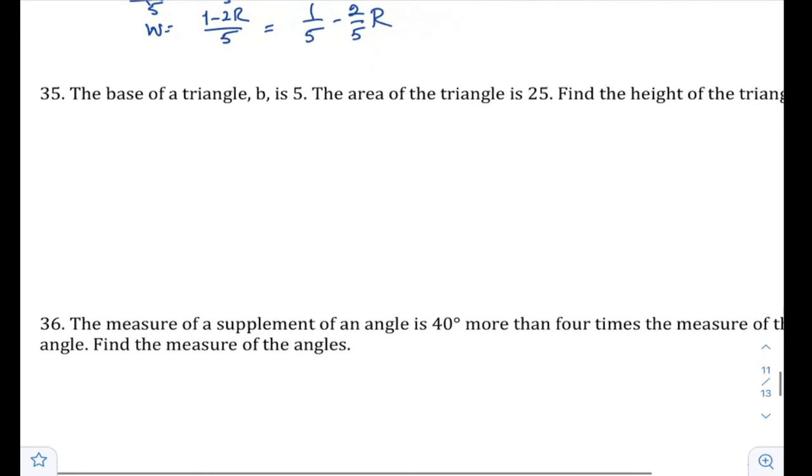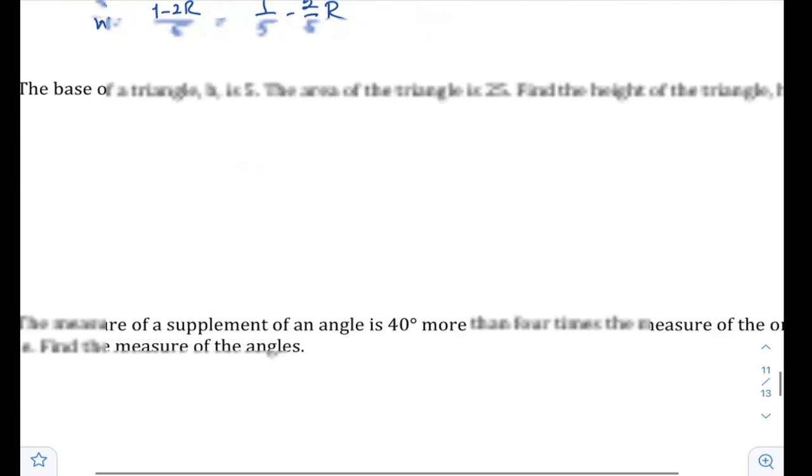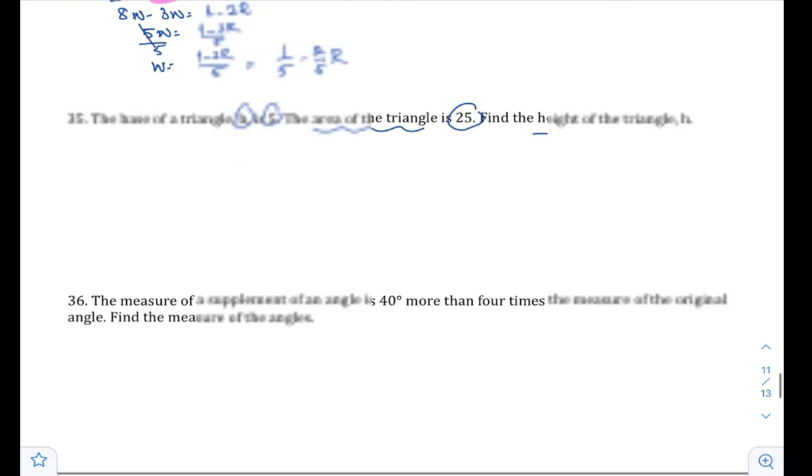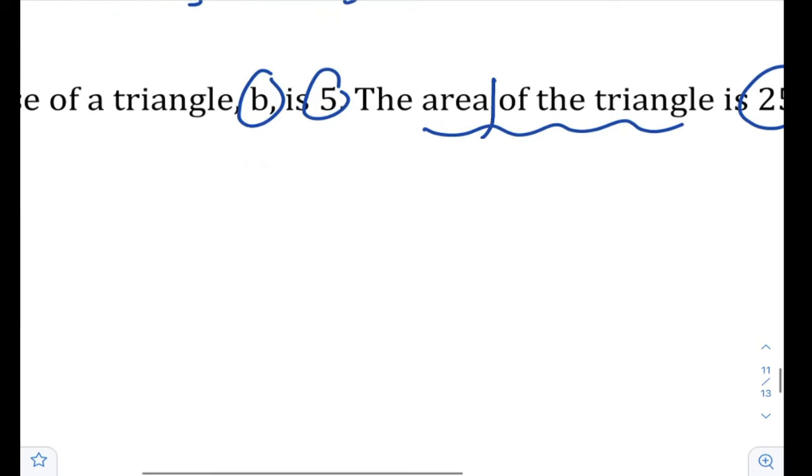The base of a triangle b is 5. The area of the triangle is 25. Find the height of the triangle h. He is talking about area, المساحة. So the area of the triangle is half, نص القاعدة في الارتفاع, half base times height.